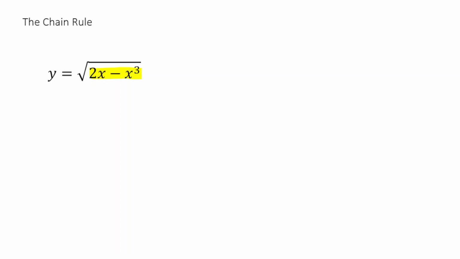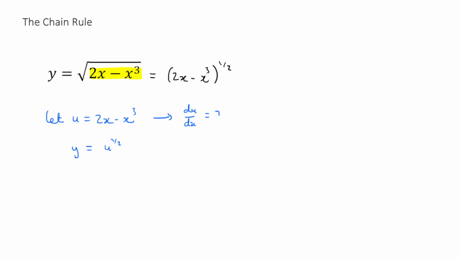And we can think of it actually, again, we can change the indices like we did before: (2x minus x cubed) all to the power of a half, because you remember that the square root can be written as a power of a half. So let's do our method again. Let u equal 2x minus x cubed, and therefore y equals u to the power of a half. Differentiate both. du/dx equals 2 minus 3x squared.